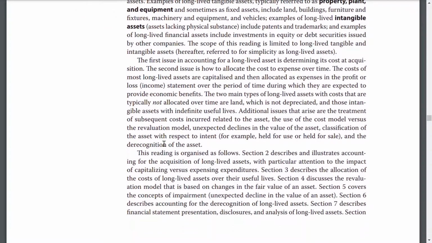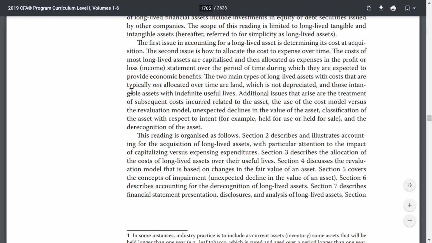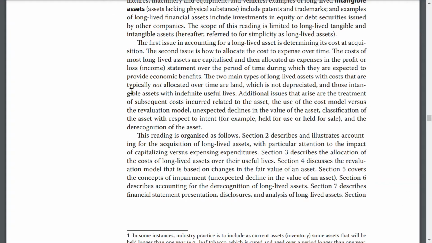The two main types of long-lived assets whose costs are typically not allocated over time are land, which is not depreciated, and intangible assets with indefinite useful lives. Additional issues arise from the treatment of subsequent costs incurred related to the assets, the use of the cost model versus revaluation models, unexpected declines in the value of the asset, classification of assets with respect to intent, and the derecognition of the asset. This reading is organized as follows.